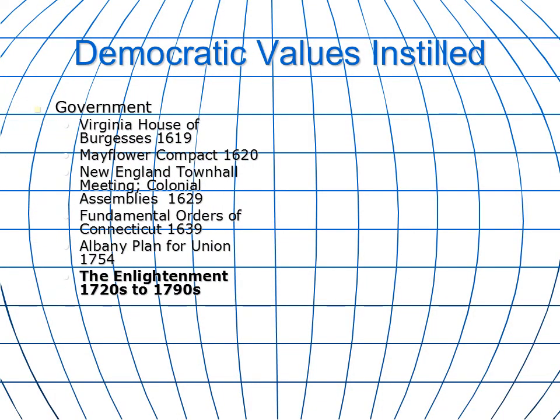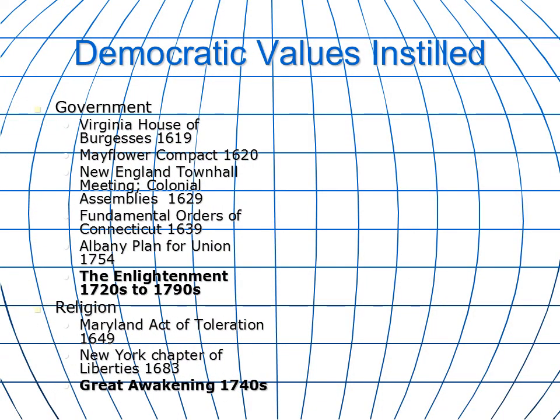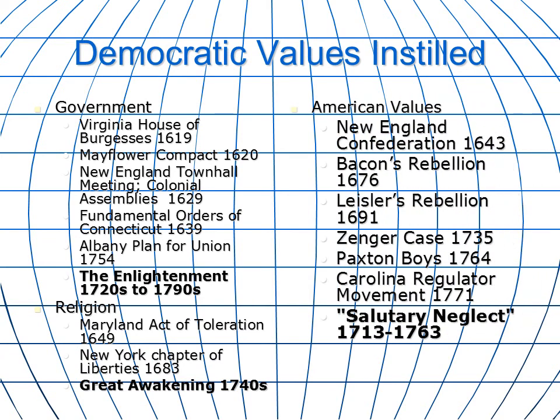And then, of course, the democratic values that are coming out. And again, not going to talk about all of these, but you should know these. These are some examples of becoming independent and becoming more of a democratic community.